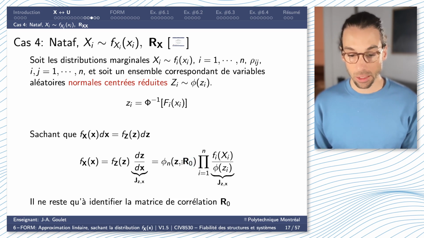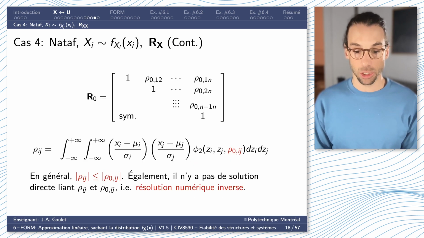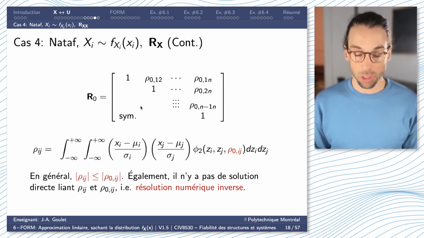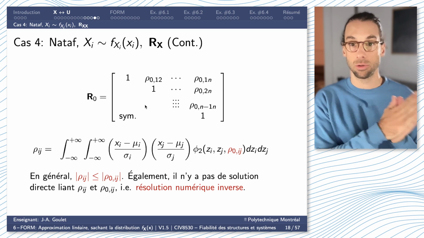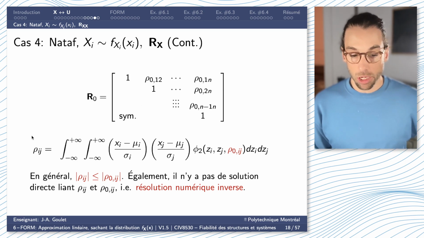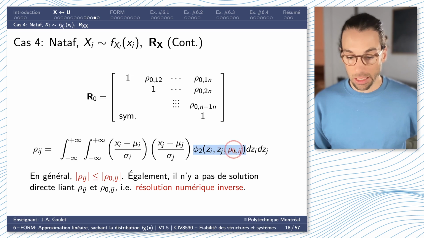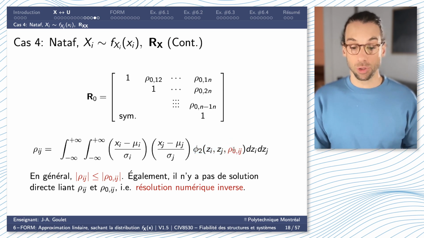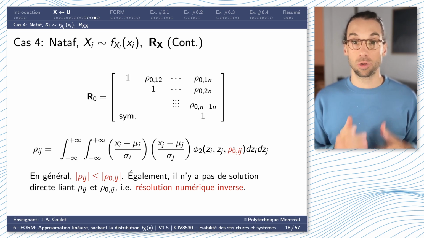So the only thing that we're missing to apply this formulation is how do we define R0, my correlation matrix. That R0 is a correlation matrix in the standard normal space. So correlation is defined by this two-dimensional integral of (xi minus mu i) divided by sigma i, times (xj minus mu j) divided by sigma j, times the two-dimensional PDF of zi, zj. So in general, I need to evaluate that rho 0. I don't have a closed form solution to do this. I need to do a numerical evaluation.